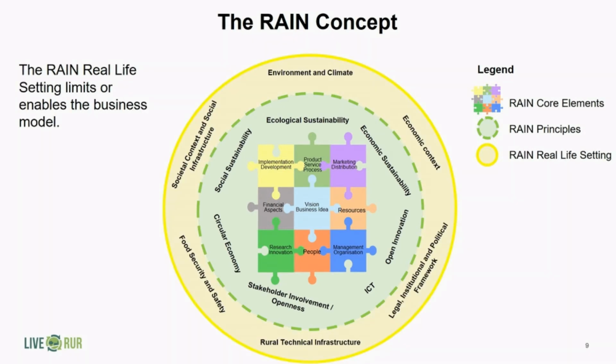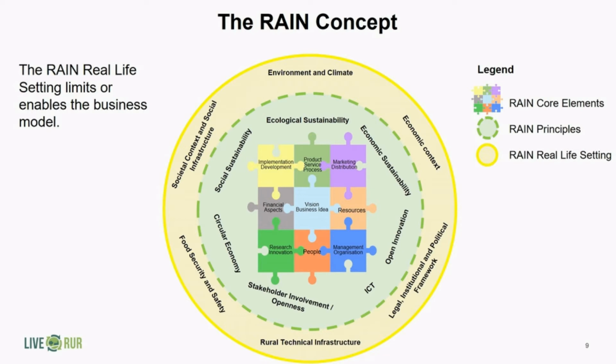The environment or the outside world in which the activity takes place also needs to be taken into account. It was called the RAIN real-life setting, which limits or enables a business model. It comprises environment and climate, the economic context, the societal context and social infrastructure, the rural technical infrastructure, the legal, institutional and political framework, and food security and safety.